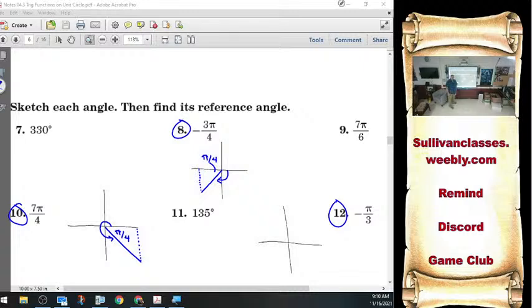Negative pi over 3, what quadrant are we in? Okay. So if that's a negative pi over 3, be careful. What is its reference angle? Pi over 3. Because that's still how far from the x-axis it is. It's always formed with the x-axis. That's it.